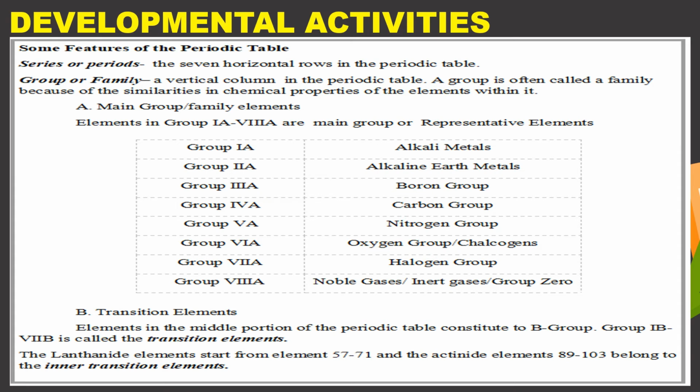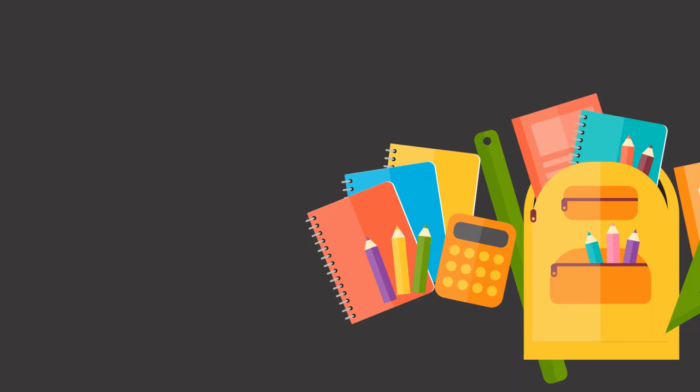The group B or transition elements, the elements in the middle portion of the periodic table, constitute the B group. The group 1B to 7B is called the transition elements. The lanthanide elements start from element 57 to 71 and the actinide elements from 89 to 103 belong to the inner transition elements.